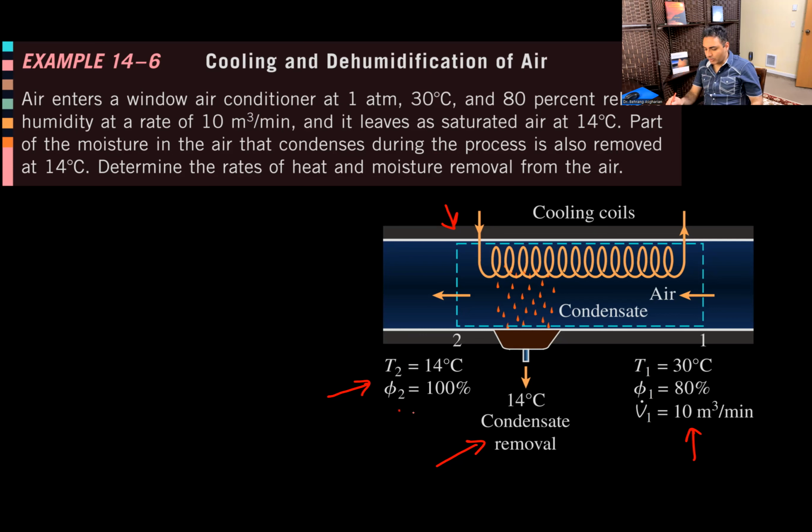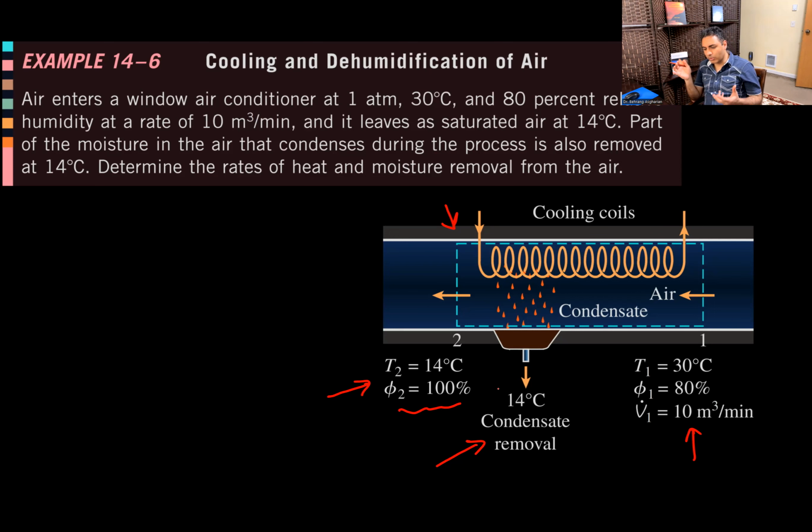Whenever you have a problem like this, where condensation happens during the process, it's obvious that the phi that comes out the other side has to be 100%. You reach the saturation by reducing the temperature, basically. When we look at the psychrometric chart, it makes sense. We're going to discuss it. The question is, how do we solve this problem?